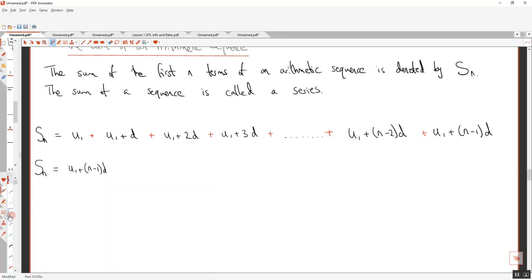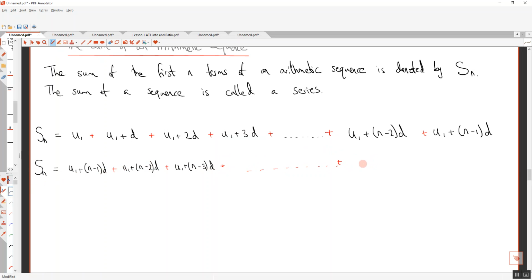I'm going to try and keep these in line, okay? If possible. Maybe just watch first. The next term is just going to be U1 plus n minus 2 times D. Just out of interest, the next one's going to be U1 plus n minus 3D. And so on, until we get back all the way to the end.